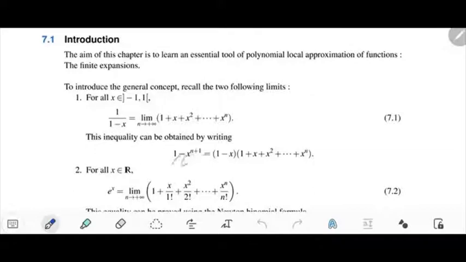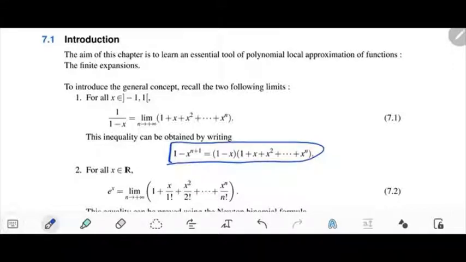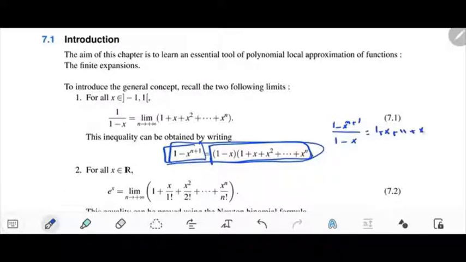We know that 1 minus x^(n+1) can be written as 1 minus x times 1 plus x plus x^2 until x^n. Because if you expand this part, you will have what's in here. In fact, all the terms will cancel except 1 and x^(n+1). So, according to this, we can write (1 minus x^(n+1)) over (1 minus x) is equal to 1 plus x plus etc. plus x^n.